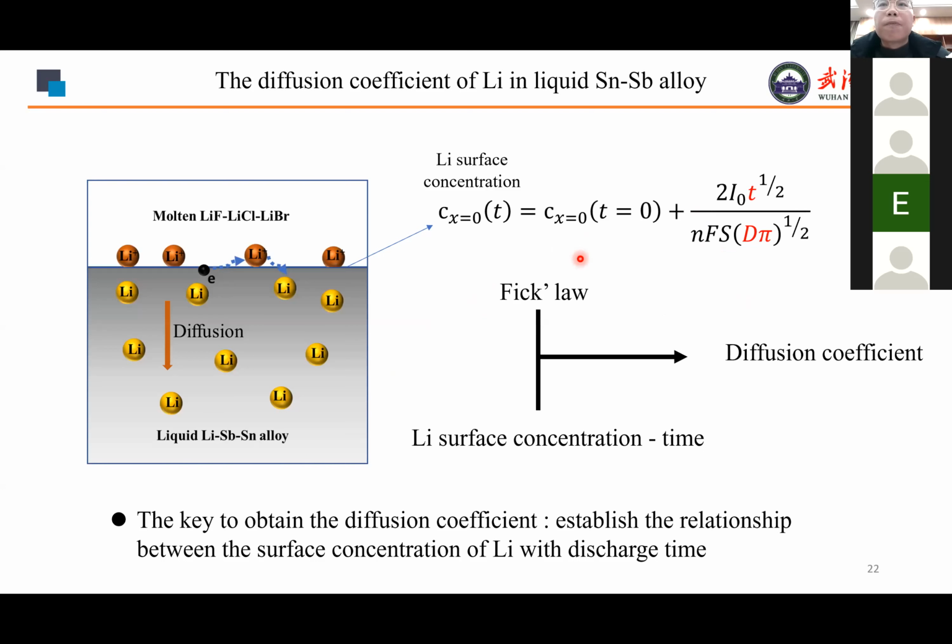From Fick's law, if we know the relationship between the lithium concentration on the surface with time during discharge, the diffusion coefficient can be solved. However, during constant current electrolysis, we can only get the potential with time. So we want to build a bridge to connect the potential and the surface concentration.